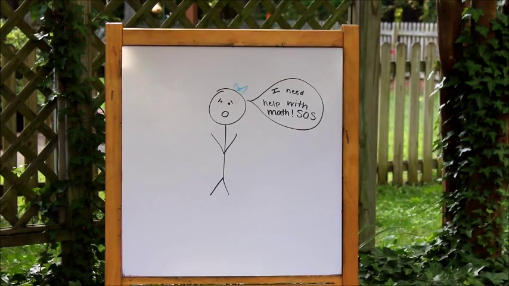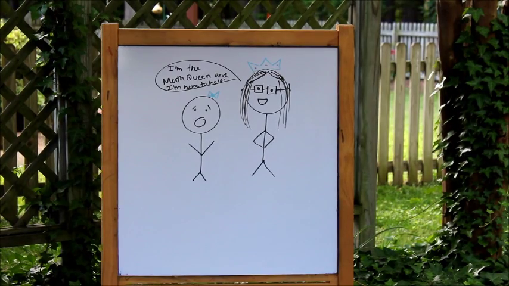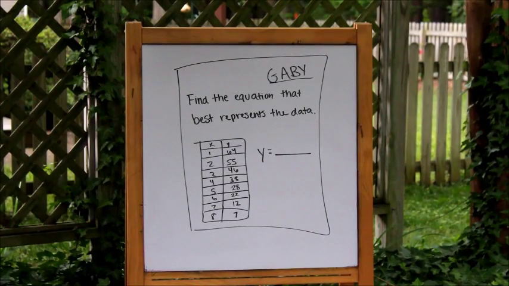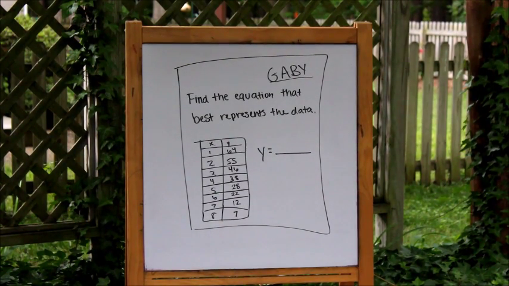This is Gabby. She needs help with her math homework. Suddenly, a stranger walked by and said her name is the Math Queen and she's here to help. Gabby then proceeded to tell the Math Queen of her math homework. This was the problem. Find the equation that best represents the data.